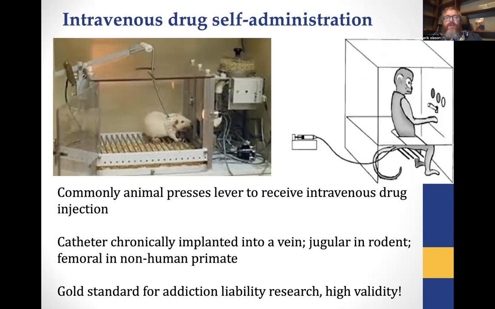IV drug self-administration is an adaptation of operant behavior. This commonly assesses an animal pressing a lever to receive IV injections of a drug. Typically, I implant a catheter into the jugular vein and then snake it around so that it leaves the animal between the shoulder blades. That line is then connected to a pump. Every time the animal presses the lever, the pump turns on for a fixed amount of time, delivering a fixed amount of an IV drug injection.